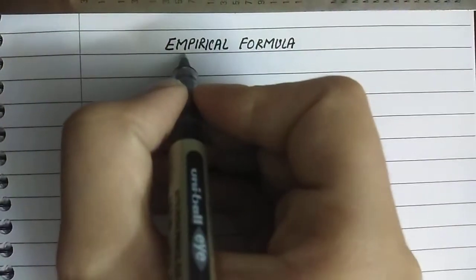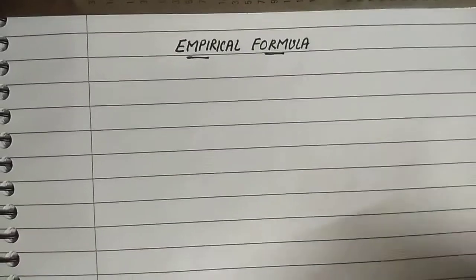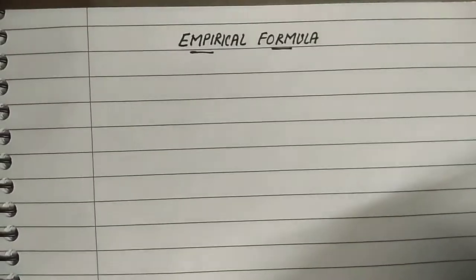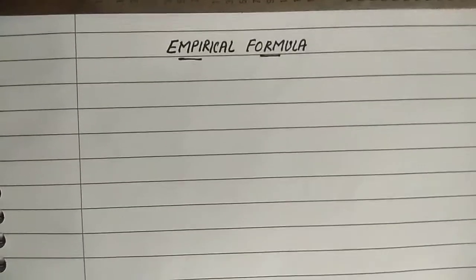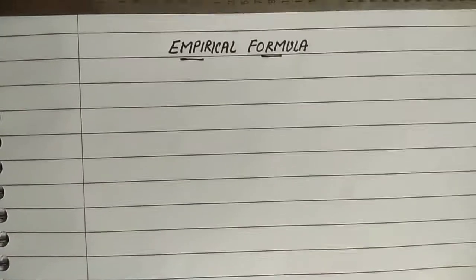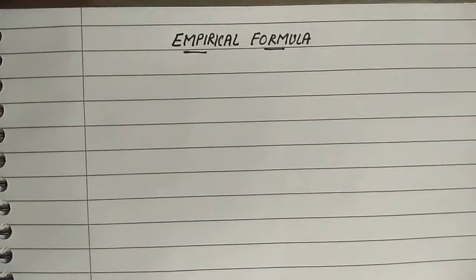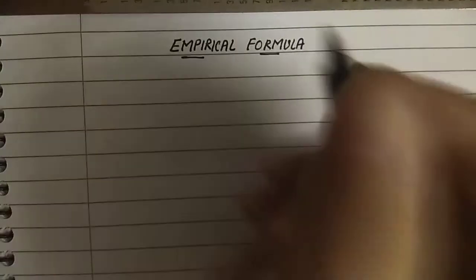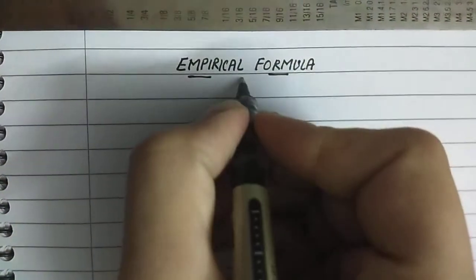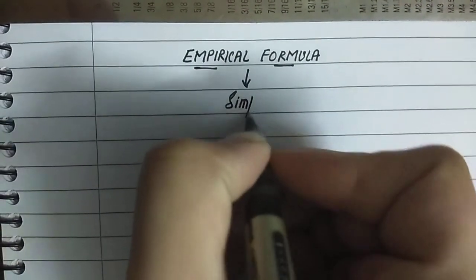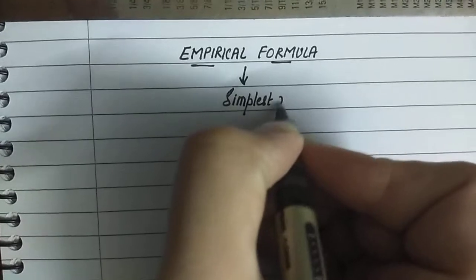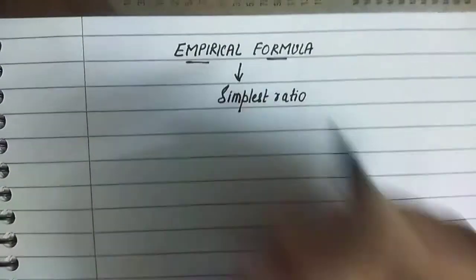Empirical formula. Now we've all heard about the molecular formula so far, and we know what a molecular formula is, which represents the ratio of elements present in any molecule, right? But what is the basic difference between empirical formula and molecular formula? Empirical formula is nothing but a formula in which the elements are present in the simplest ratio.